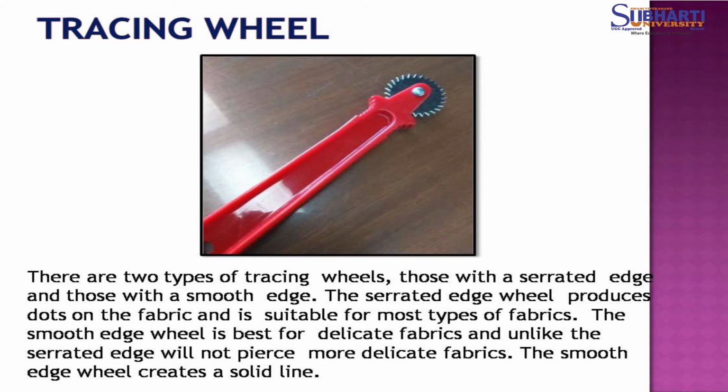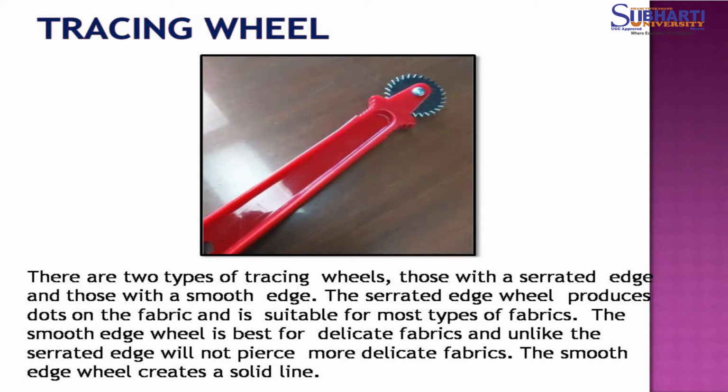Next tool is the tracing wheel. There are two types of tracing wheel, those with a serrated edge and those with a smooth edge. Tracing wheels are used in the marking process only. The serrated edge is used on heavy fabric like heavy cotton or velvet. So the imprints can be transferred to the back and the front. If we are tracing the pattern of the front, then the same markings can be drawn to the back pattern also.